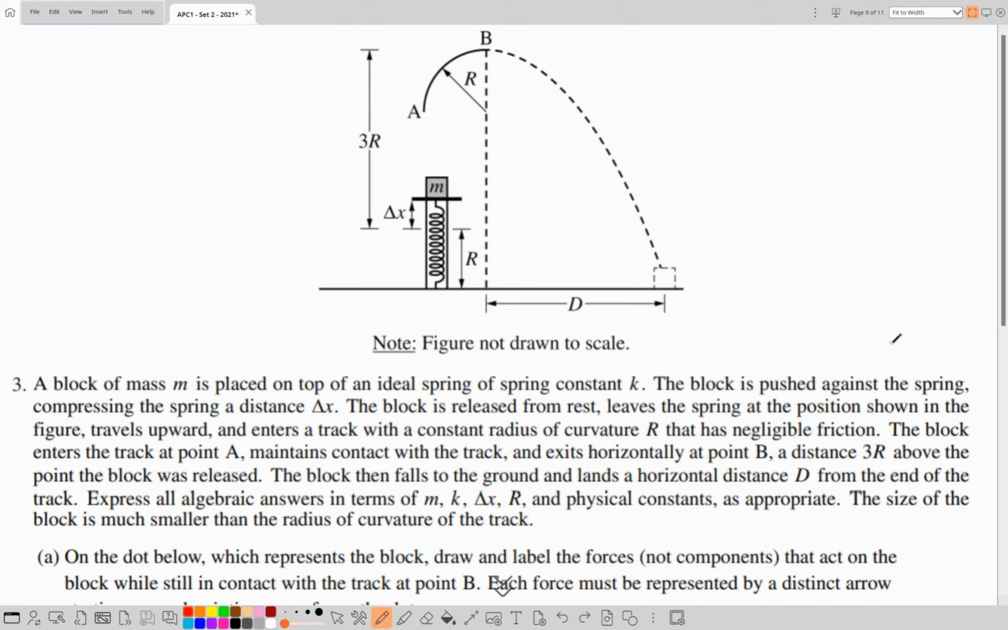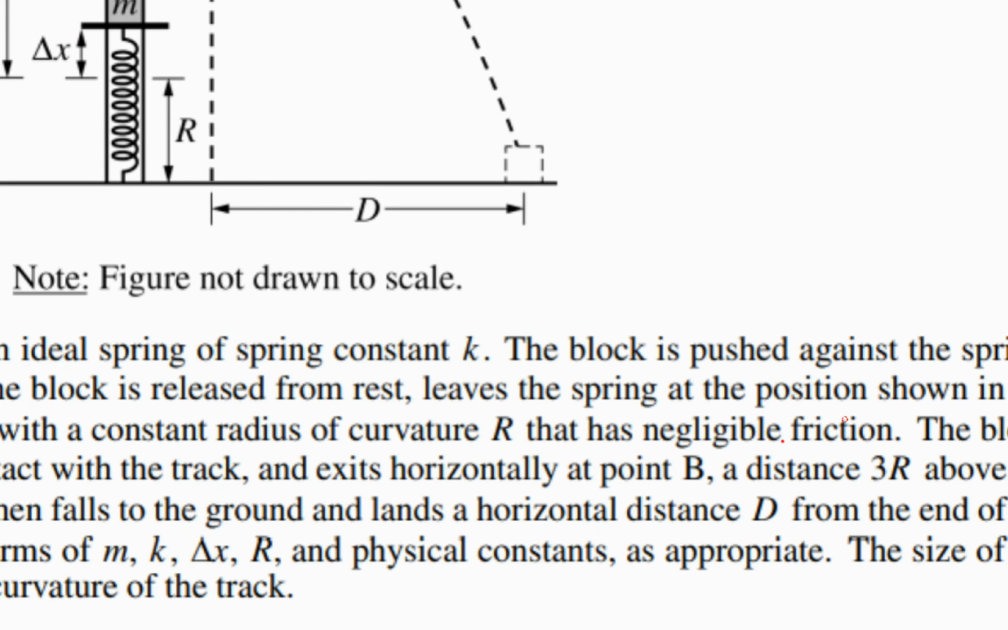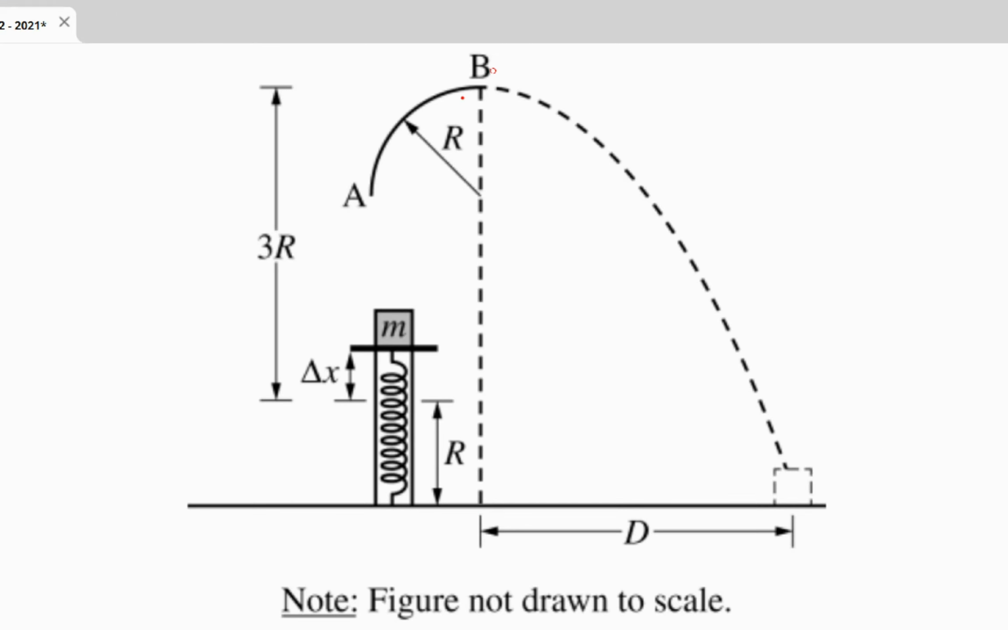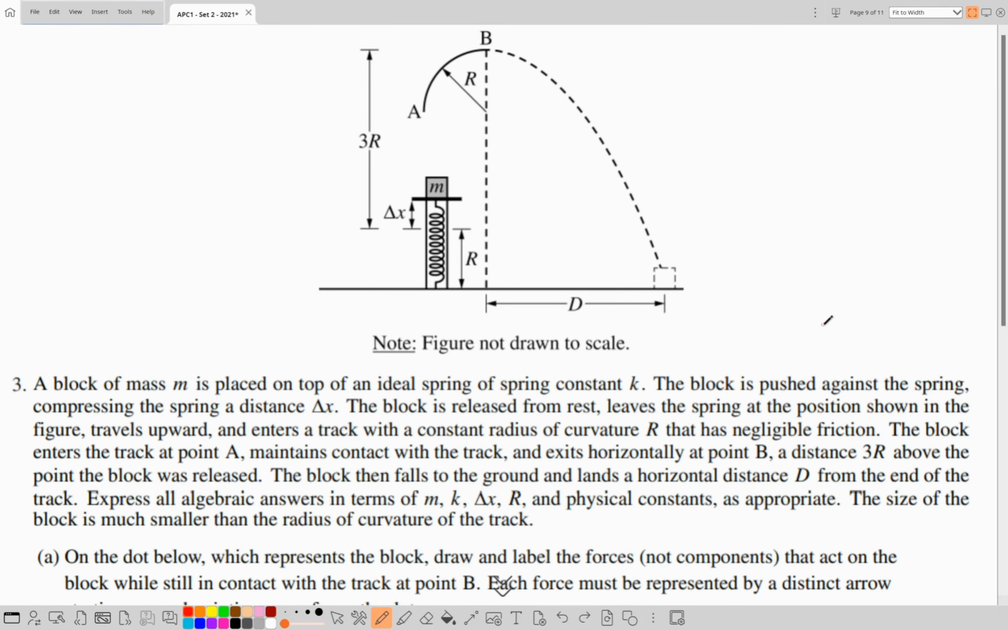It travels upward and enters a track with a constant radius of curvature r that has negligible friction. Since there is no friction, we can use conservation of energy. The block enters the track at point A, maintains contact with the track, and exits horizontally at point B. This is very important: while the block exits horizontally at point B, theta is 0, which means cosine theta is 1 and sine theta is 0.